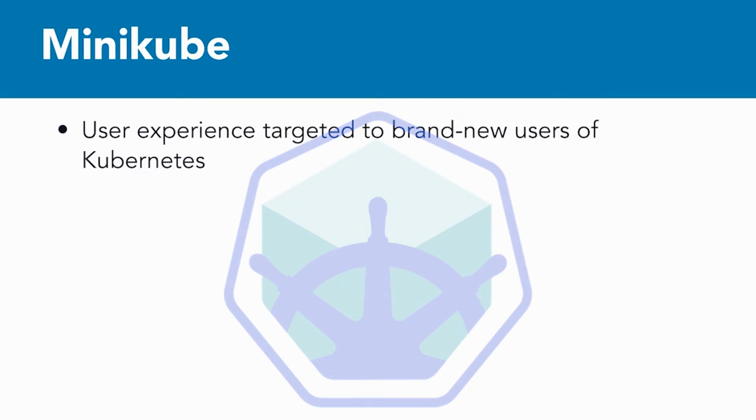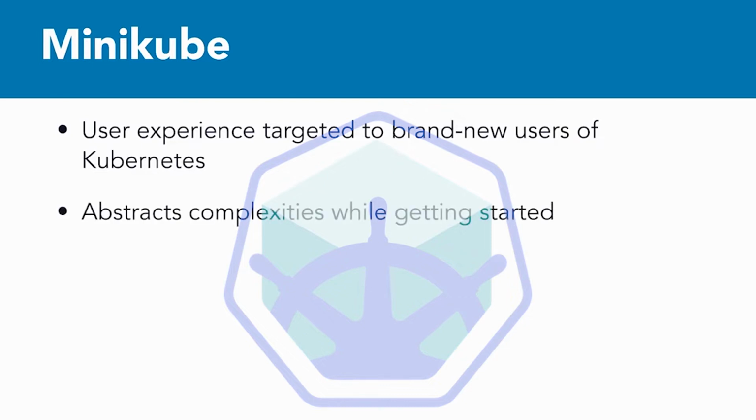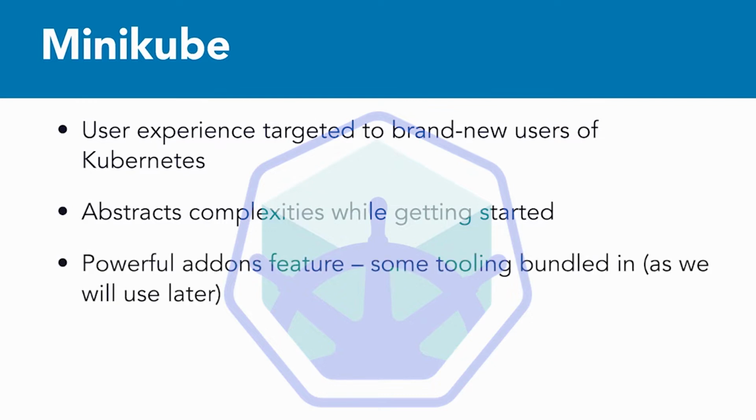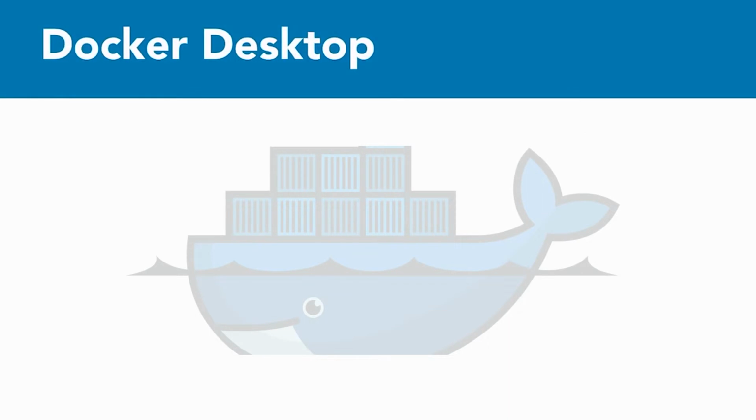The user experience of Minikube is targeted for brand new users to the ecosystem who are trying to understand how everything works. It abstracts away many complexities when all you want to do is get started. One of the most powerful features of Minikube is the add-on feature, where Kubernetes tooling is bundled in and supported with Minikube, so you don't have to spend extra time learning how to install it. It's something we will use later on in this course to explain the Kubernetes dashboard and the metrics server.